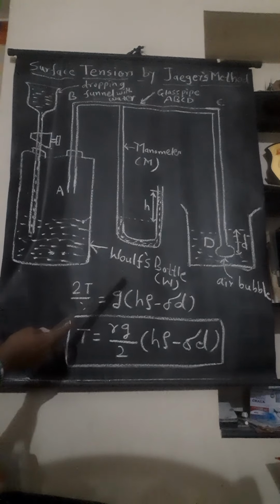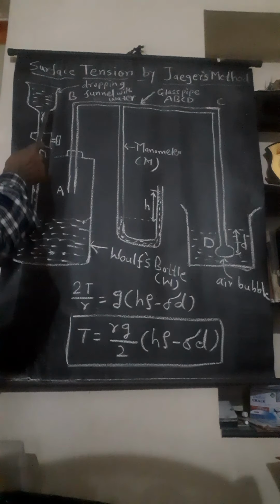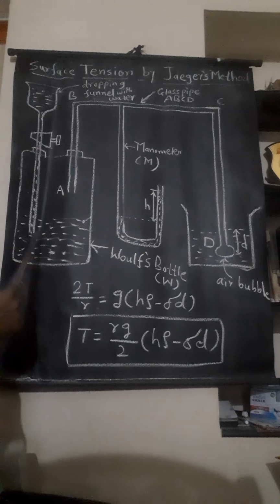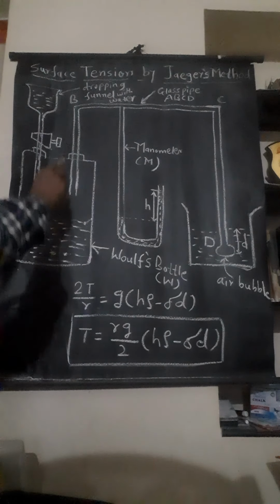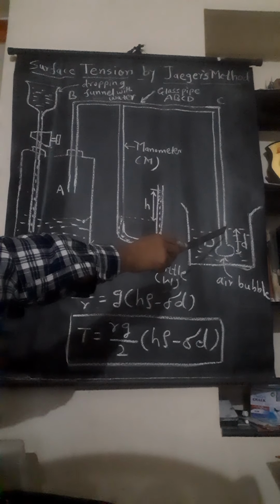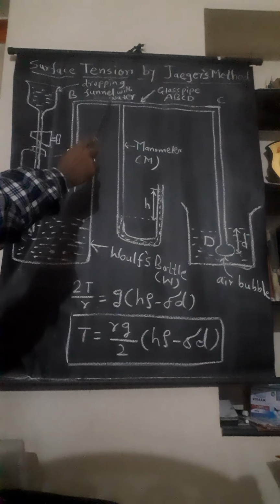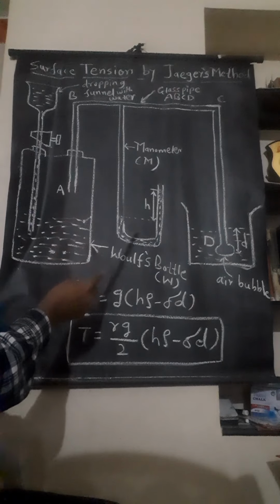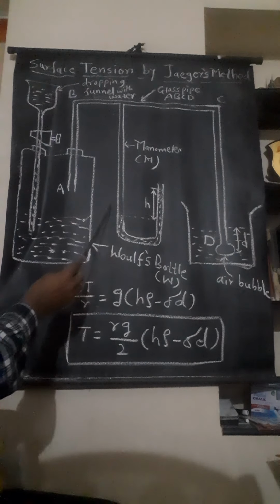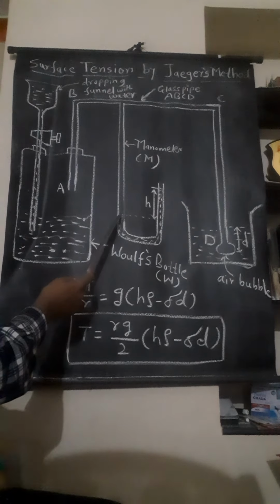The bubble becomes unstable as the water comes in this Wolf's bottle. An equal amount of air rushes in this glass tube ABCD, and some part of the air goes to the end CD, and some part of the air comes to this manometer. So there is a difference between the two manometer arms, and this difference indicates the H.